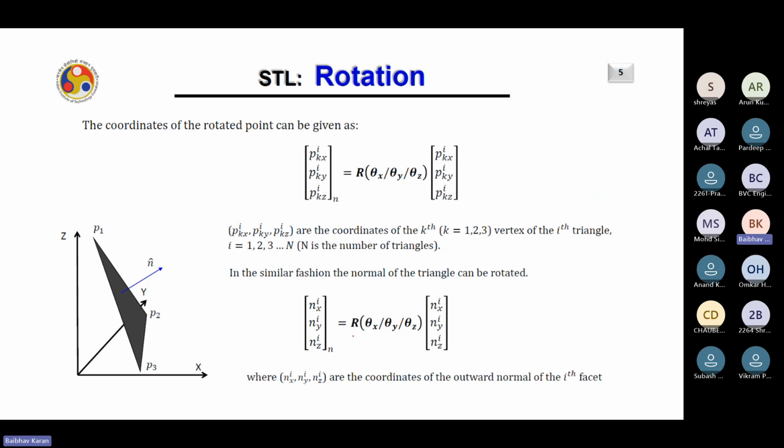This is the formula by which the coordinates of the rotated point can be given. This is the overall formula, because this was separated into three. This is the overall formula we'll be using if you have multiple triangles in the figure.